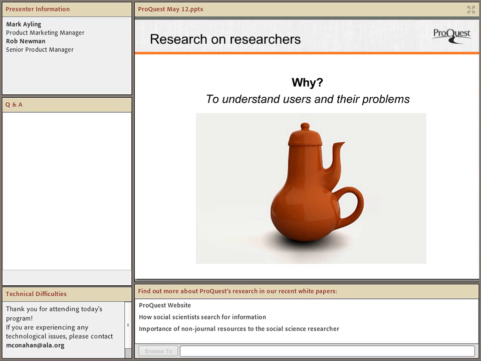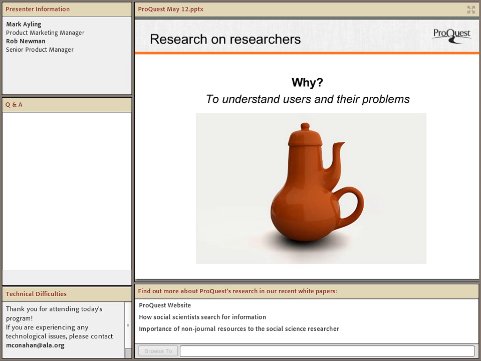So, research on researchers: why do we do this? We spend a lot of time talking to librarians to better understand their needs, but we also need to talk to researchers, as they're the people actually carrying out the research and using the products that we create. It's easy to assume that you know what the users want and make products built on those assumptions.